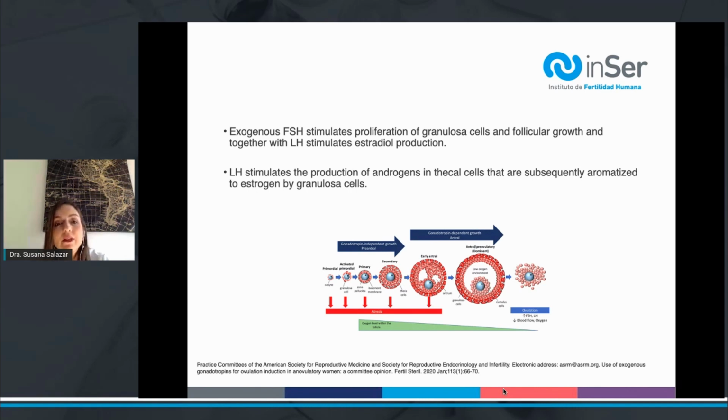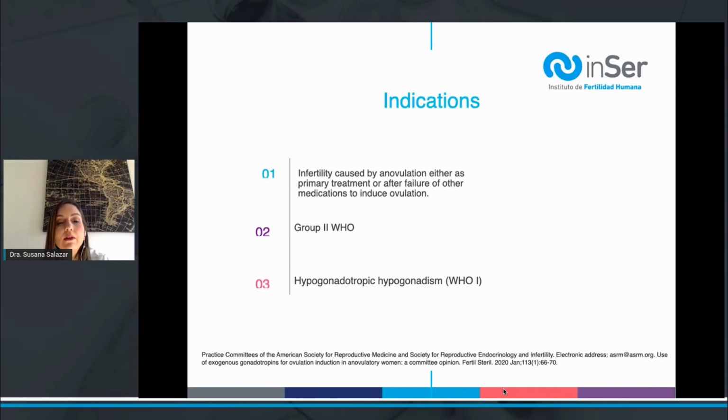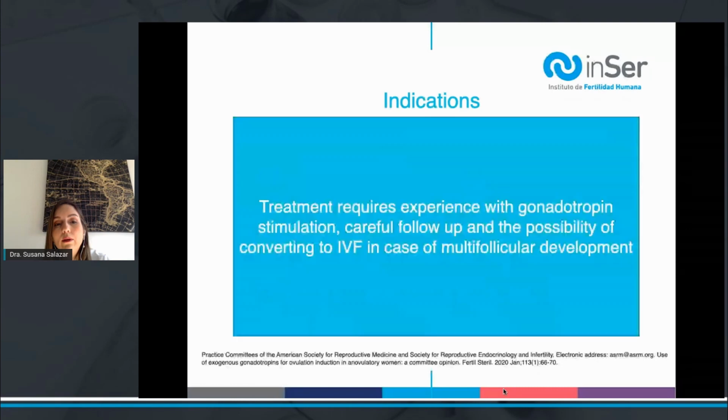Indications: infertility caused by anovulation, either as primary treatment or after failure of other medications to induce ovulation, Group 2 of WHO, and hypogonadotropic hypogonadism, that are patients of WHO 1. This treatment with gonadotropins requires experience with gonadotropin stimulation, careful follow-up, and the possibility of converting to IVF in case of multifollicular development.